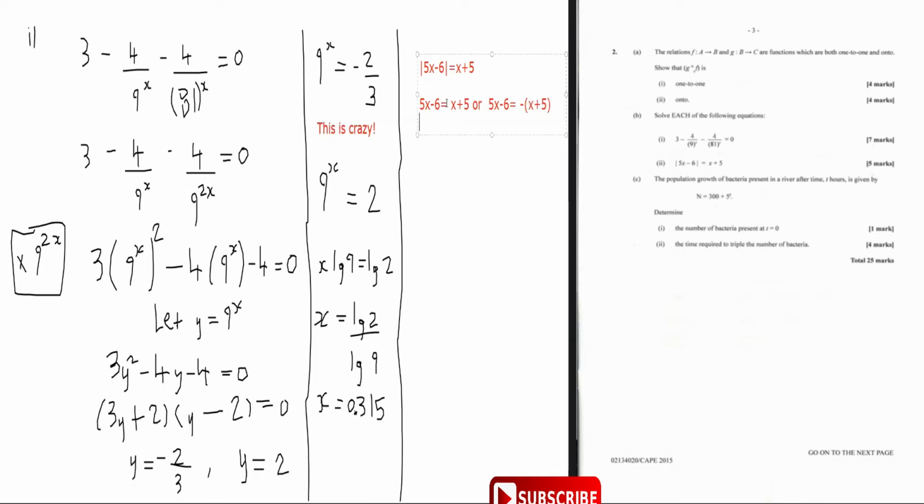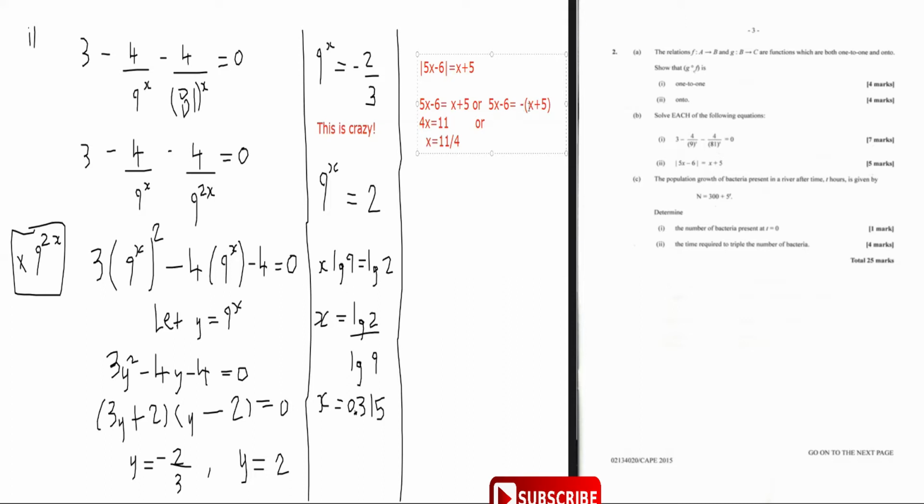If we subtract x over here, we get 4x. And then we add 6 to both sides, we get 4x equals 11. Divide through by 4, we get x is 11 over 4. That's one answer. Over here now we have the other case.